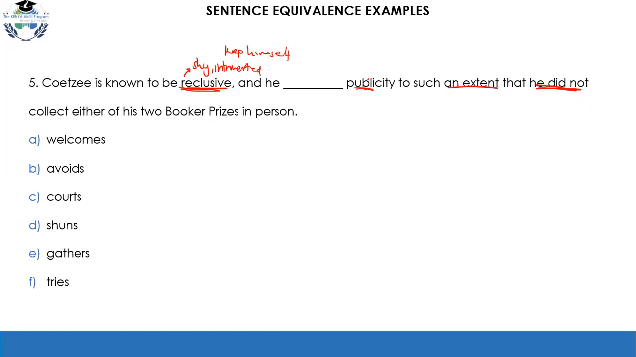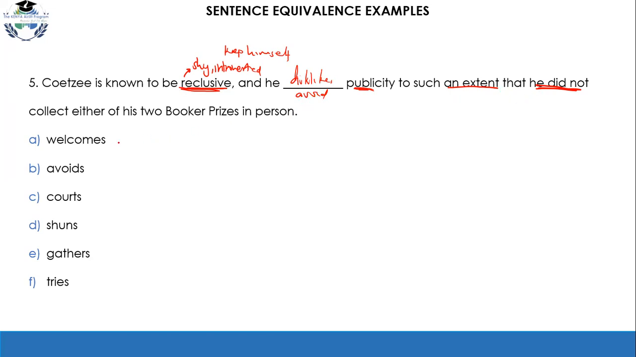So whatever publicity is, he tries to stay away from it, right? So much so that he did not actually show up in person to collect his prizes. So this one already means he does not like, right? He dislikes. He does not welcome publicity. These words I'll be thinking about, right? He avoids publicity. This, I think, I'll also be thinking about, to such an extent that he did not actually collect his two Booker prizes in person.